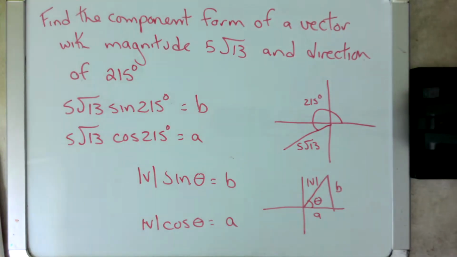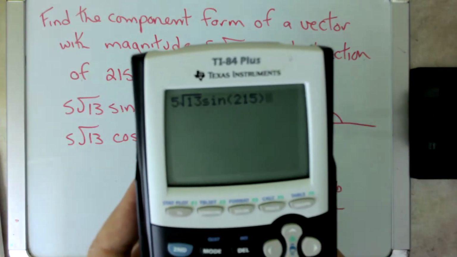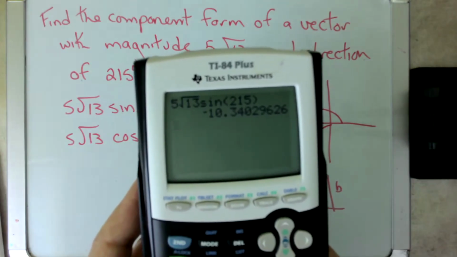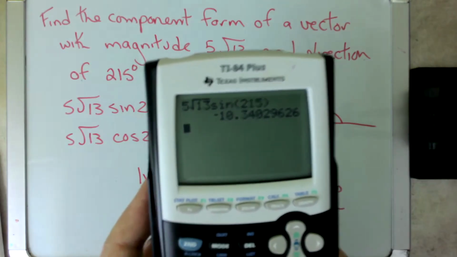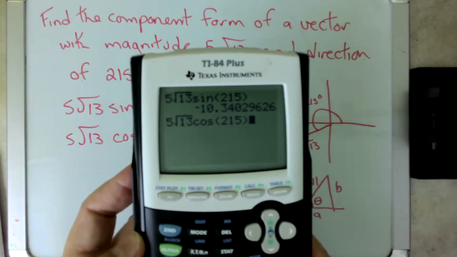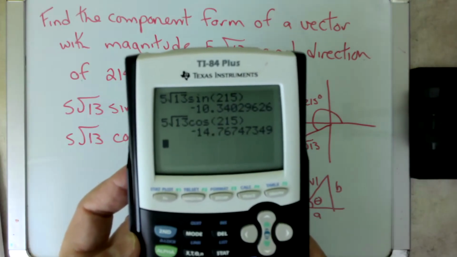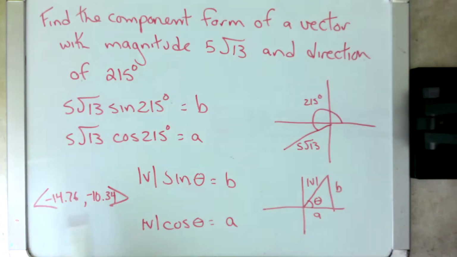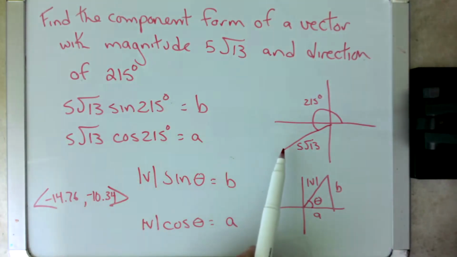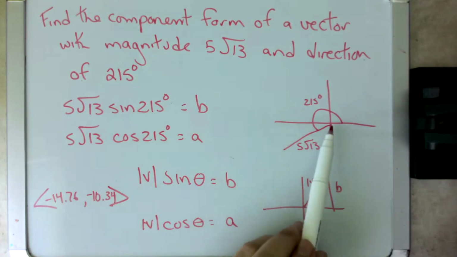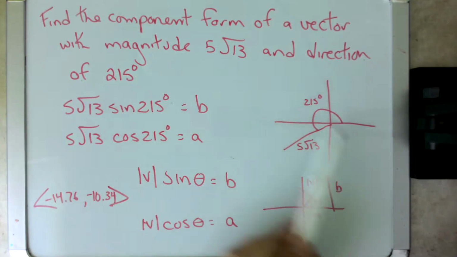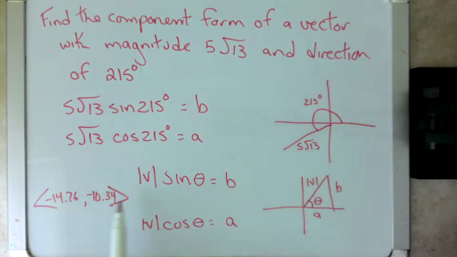So let's go ahead and do that math. 5 root 13 times sine of 215 tells me that my y component is negative 10. 5 root 13 cosine 215 tells me my x component is negative 14.76. That right there is my component form. And as you can see, that makes sense. Over negative, down negative. And I just eyeballed this picture, but these are the real dimensions.